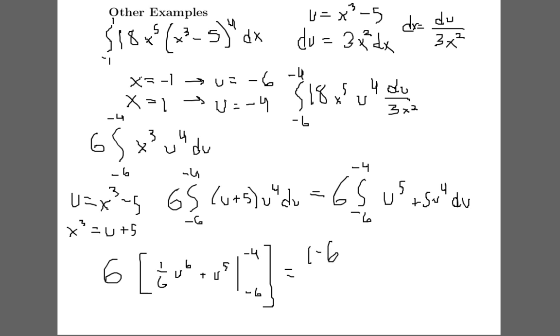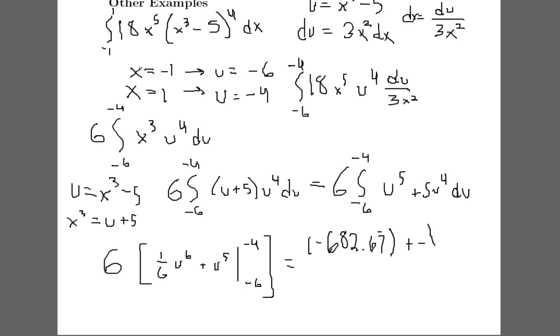So I got -682.67 repeating, plus u to the 5th, so -4 to the 5th, which would be minus, oops, so it'd be minus 1024. So that's all times 6.